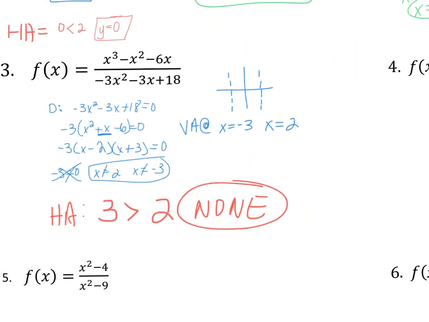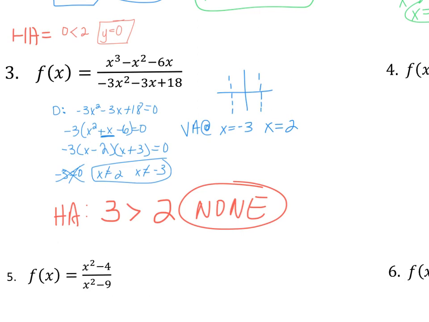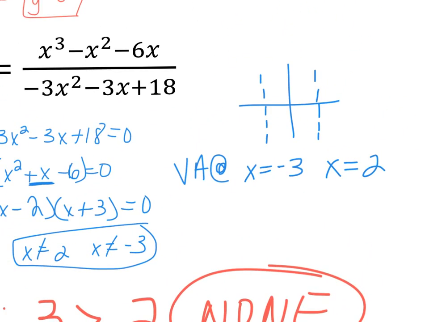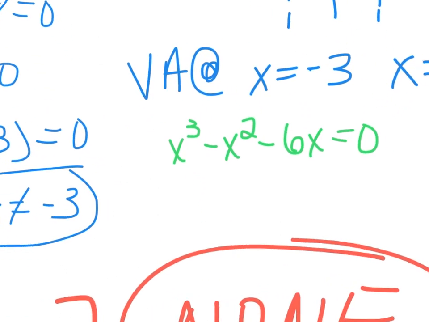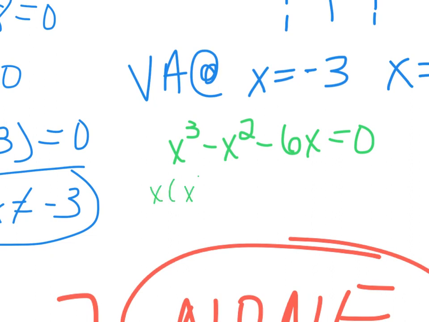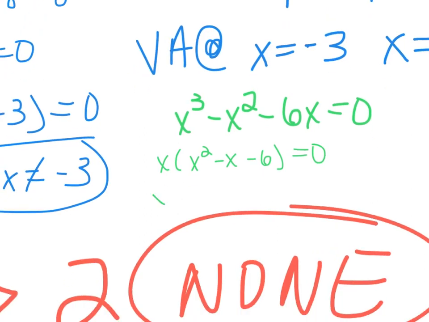And then, my friends, how do we figure out the x-intercepts? Say it nice and loud. Numerator equal to 0. So x cubed minus x squared minus 6x equals 0. What do I take out? Good. Very good. So I'm left with x squared minus x minus 6 equals 0. What does this factor into?